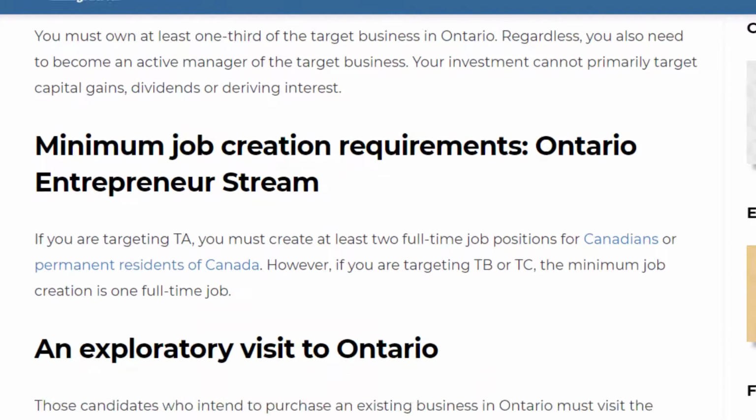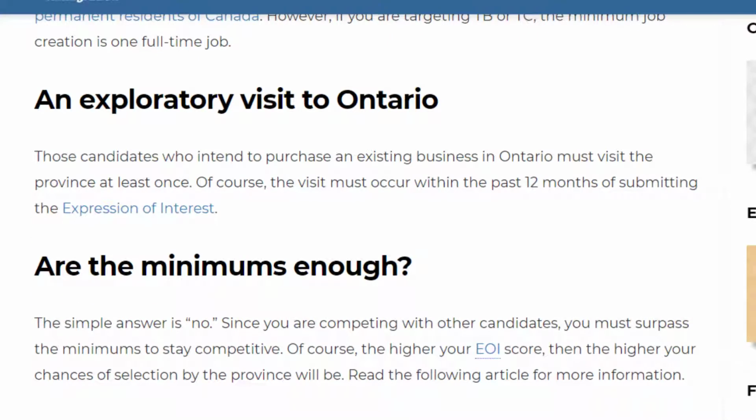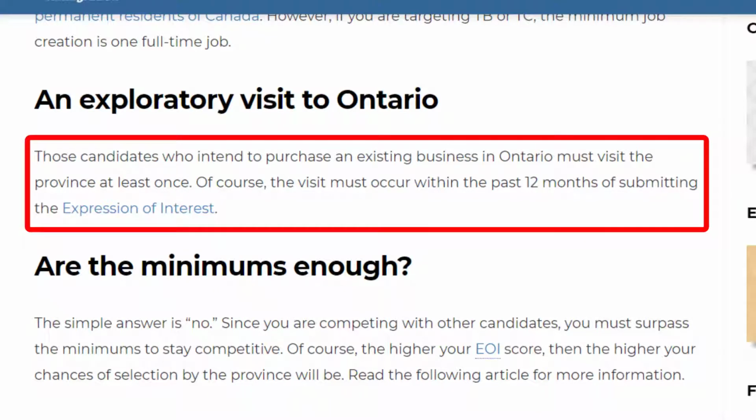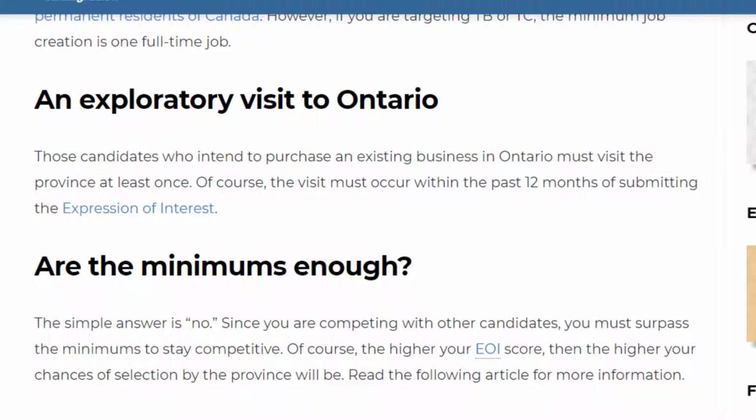On top of that, if you intend to purchase an existing business in Ontario, then you must pay an exploratory visit to Canada and Ontario. The duration of that exploratory visit is not important. However, you need to show that you actively try to investigate the opportunities in Ontario, and also your visit to Ontario took place in the past 12 months before submitting your application.